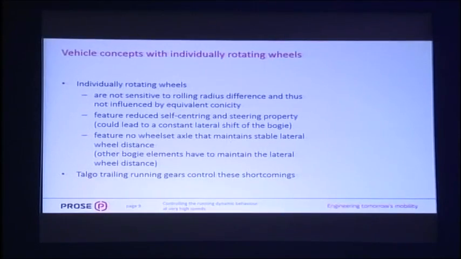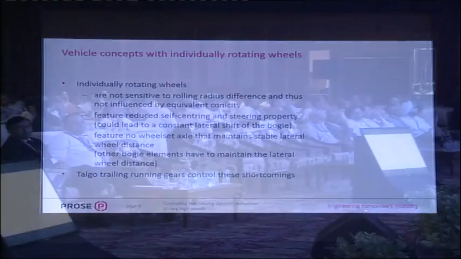So now what is this theoretical solution? You can go to individually rotating wheels. Since they are individual, the rolling radius difference has no influence, and there is no equivalent conicity. This feature reduces the self-steering, which is known, and the steering property in general. That means your bogie could shift sideways and remains in this position and never goes back to the center of the track.